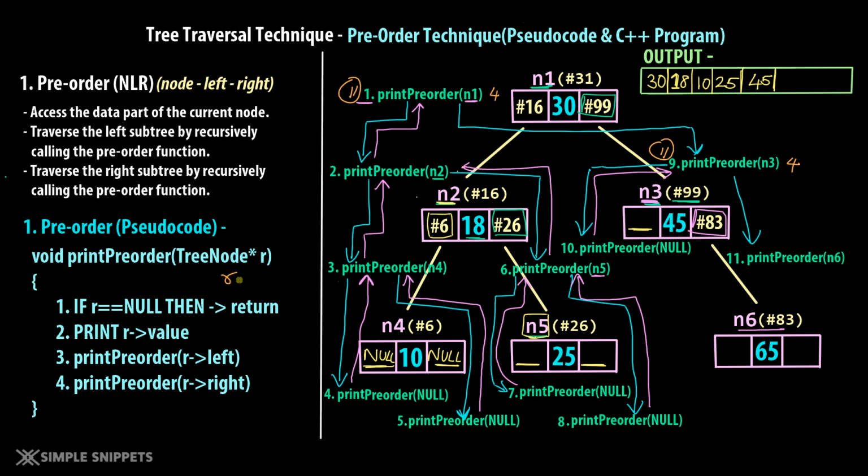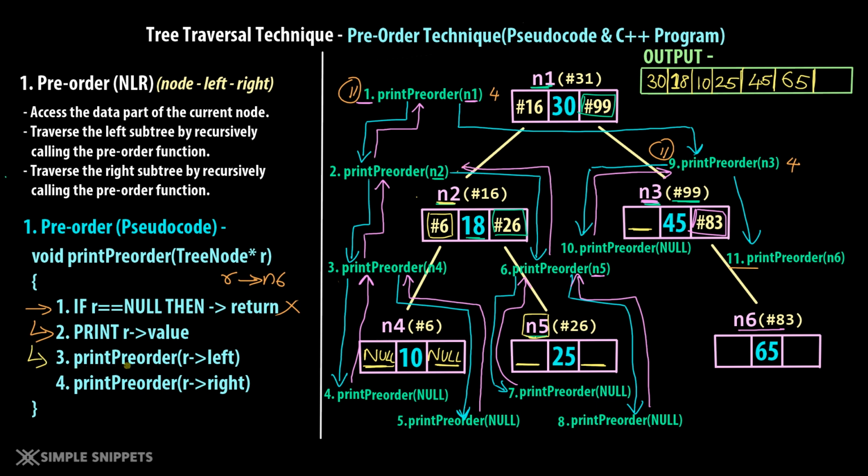Alright, so over here r is n6 for the 11th print preorder. We will say is r equal to null? No, r is not null, r is pointing to N6. So we'll go to step 2. We will say print r of value. What is the value inside the node N6? It is 65. So let's print 65. So I'm gonna write 65 over here, and step 2 is done. Now move to step 3.